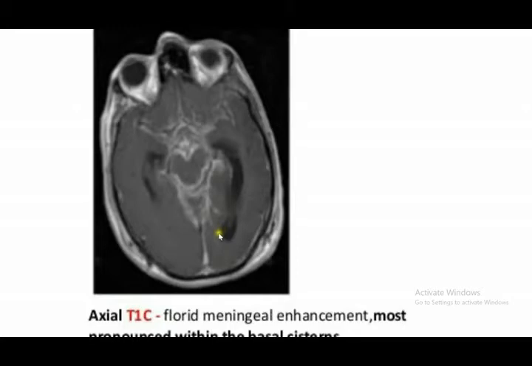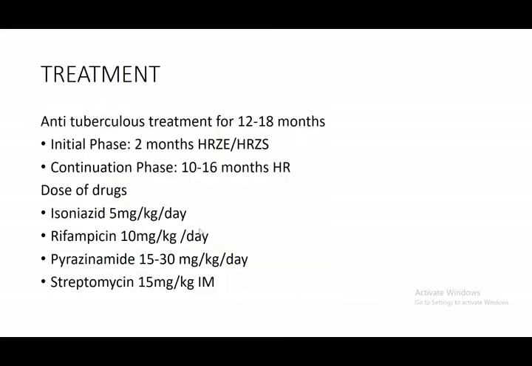You may miss these findings, or the patient may not have these findings, if it is only a loculated CNS infection with TB, for example tuberculoma or TB abscess. Anti-tuberculosis treatment for 12 to 18 months is routinely given. For TB meningitis, 12 months is sufficient. Sometimes with associated abscesses, tuberculomas, we may extend anti-tuberculosis therapy to 18 months.